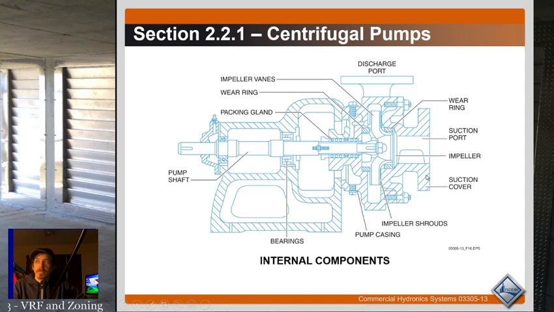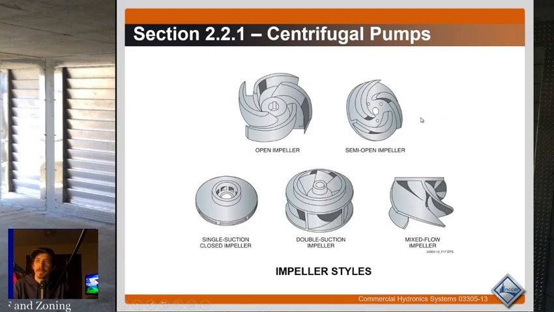So you have the suction port, suction cover. You will usually have a suction diffuser on here. You have to have enough straight pipe that you don't need it. Your impeller shrouds, pump casing, bearings at your pump shaft, packing gland to seal the water from the shaft, wear ring, impeller vanes, discharge port. Those are your most common internal components there.